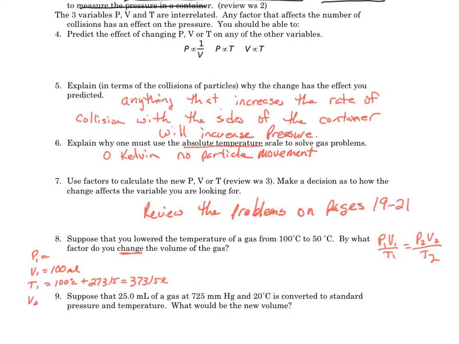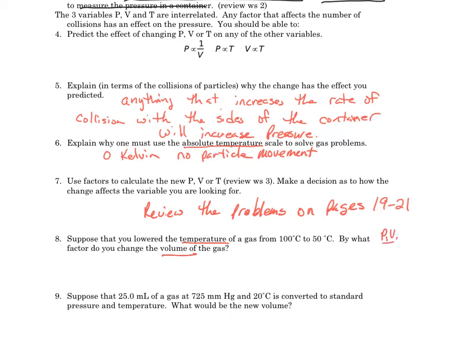I need to write smaller. Too messy. Right, I'm going to do my variables over here. So we've got temperature that's changing and volume. So my formula is P1 V1 over T1. There's no mention of pressure changing at all, so I'm going to cross that out of my formula.